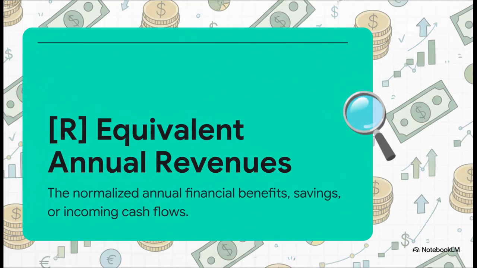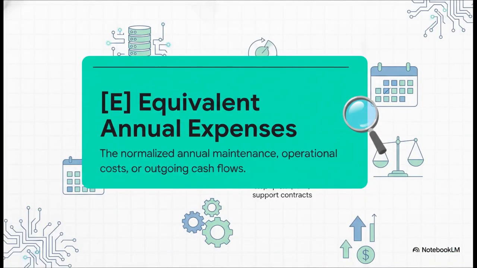First up, we have R. This stands for all the money, or maybe even the savings, that the project brings in every year. The method's job is to convert all those benefits into an equivalent, steady annual amount. Next is E, and that's for all your ongoing costs to keep the project running. Things like support contracts, maintenance, server bills. All of that stuff gets averaged out into a single yearly figure.